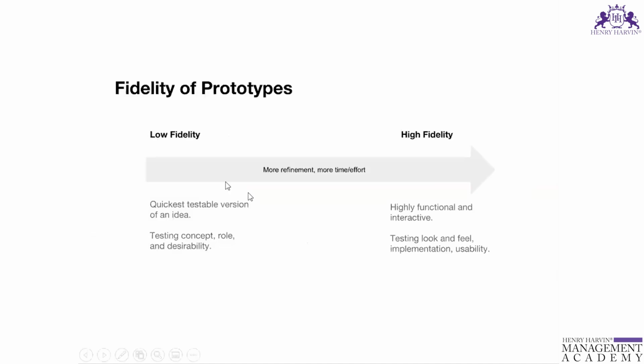Now, typically, companies will start with something called a low fidelity prototype, which is a quick testable version. They will add more refinement and more learnings, with more time and effort. Slowly they will start preparing a high fidelity prototype, which is highly functional and interactive. Interactive in the sense that a customer can really use this product, as good as a real product.